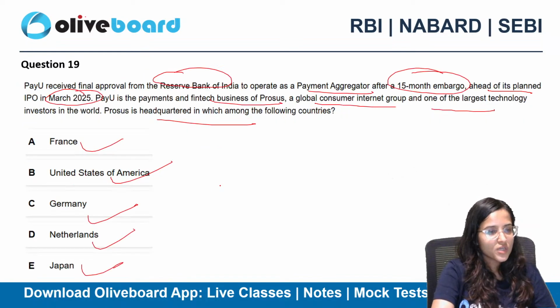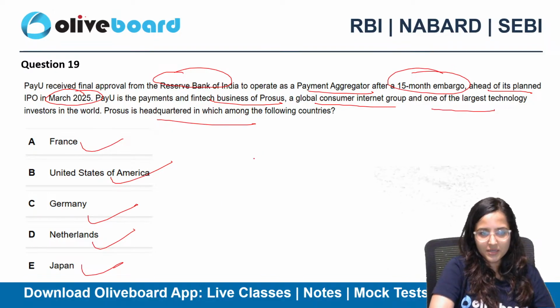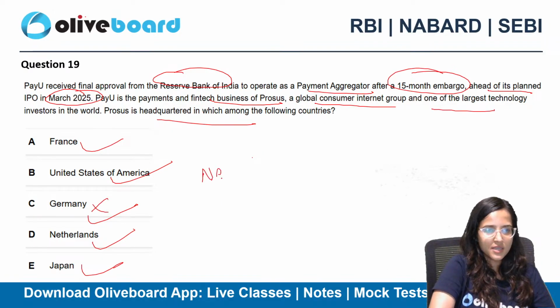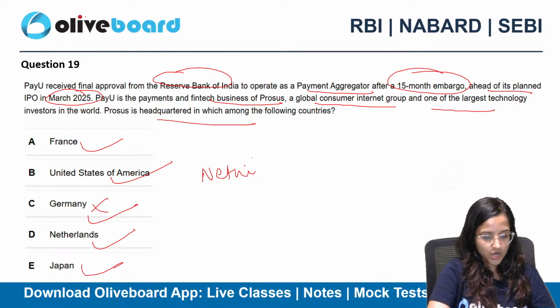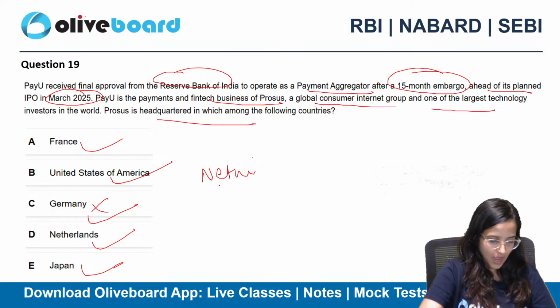So the answer over here is what I was checking. The answer is Dutch investment. So it is Netherlands. Okay, the answer is not Germany. It is Netherlands. That is why I checked it. It says Dutch investment and it's Netherlands.